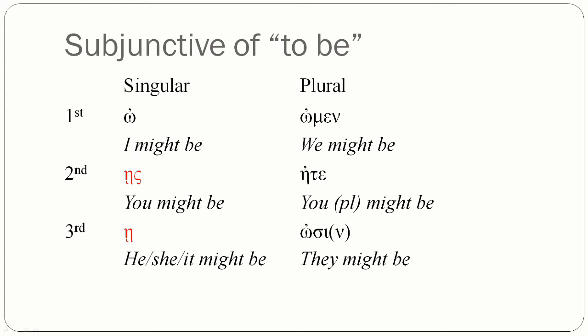So o, eis, e, omen, ete, osin, and have a look at the form charts for the active forms, and you'll see those are the endings. You just take those endings, pluck those endings right off of the stem of the verb, and put a breathing mark on it, and you have I might be, you might be, he, she, or it might be.